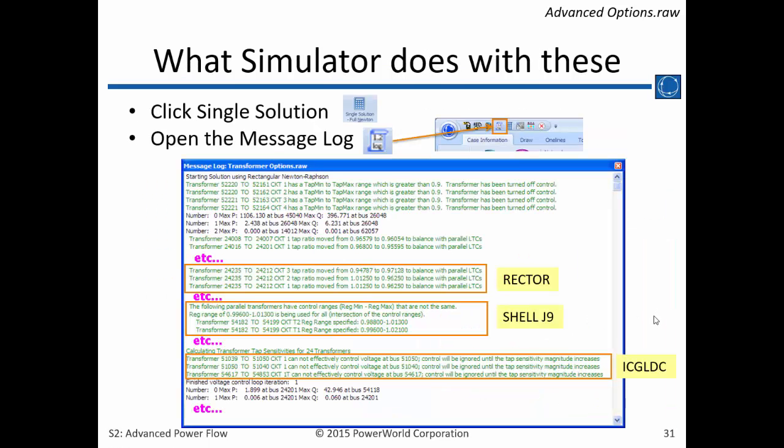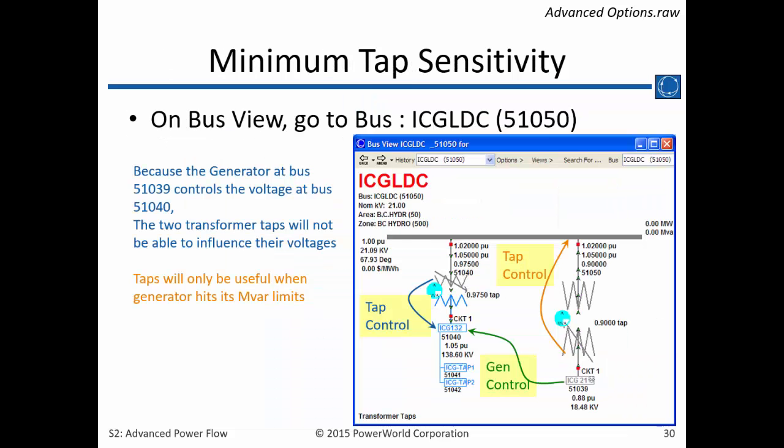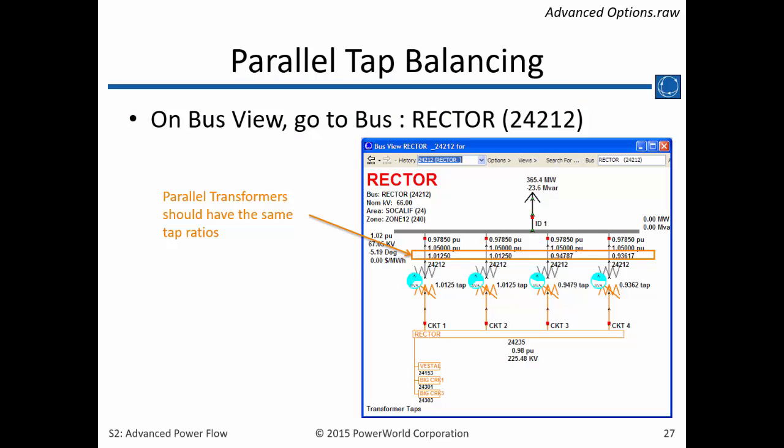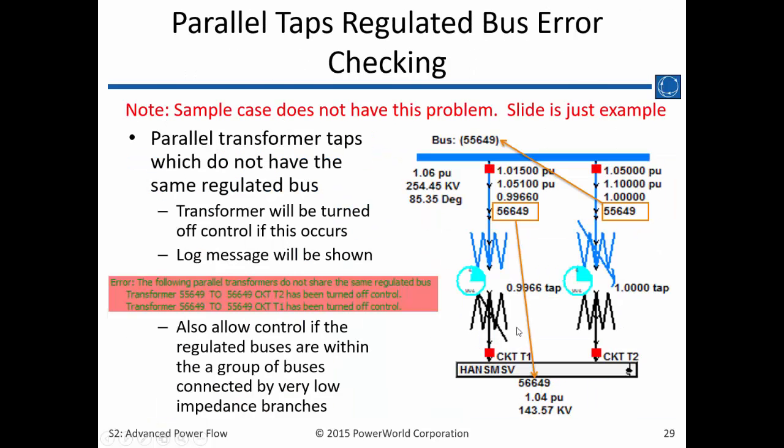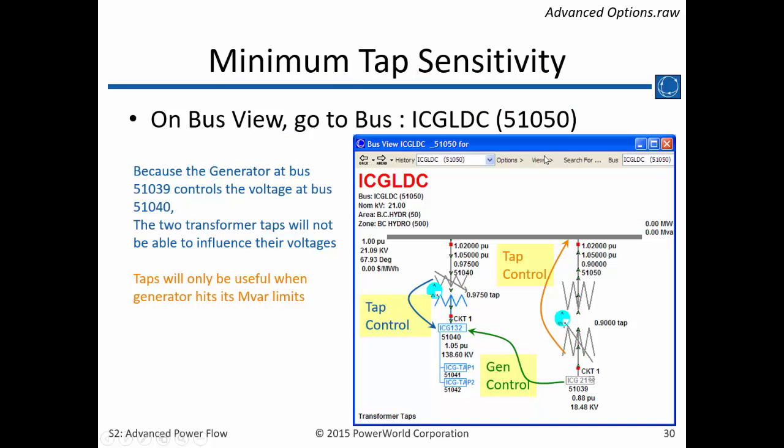So what does Simulator do with these examples that I've talked about? If I go back to slide 27, this is Rector. In this situation, we had 4 transformers in parallel that had different taps. Slide 28, at Shell, we had the situation of 2 transformers that had overlapping regulation. And then here we had 2 transformers that were regulating different buses. Again, this was just an example that's not in there. But at slide 30, we had the situation of these 2 transformers regulating these 2 buses, but the generator here also regulating this bus over here.